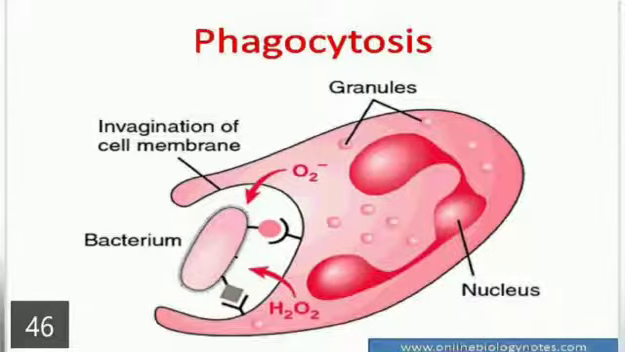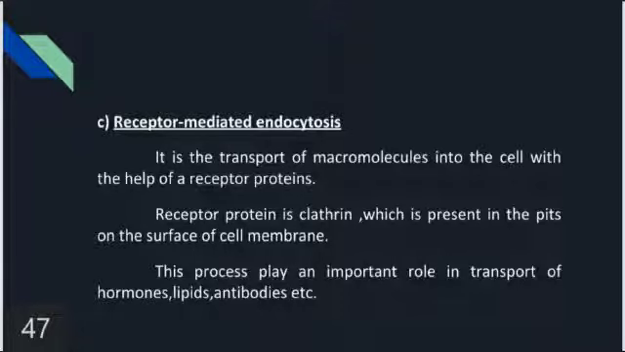Third, receptor mediated endocytosis. It is the transport of macromolecules into the cell with the help of a receptor protein. Receptor protein is clathrin, which is present in the pits on the surface of the cell membrane. This process plays an important role in transport of hormones, lipids, antibodies, etc.